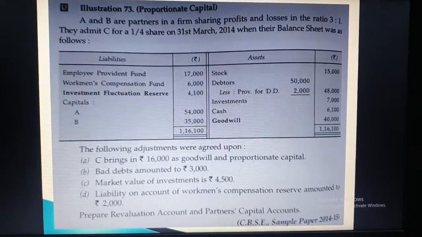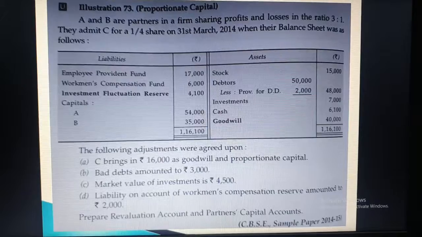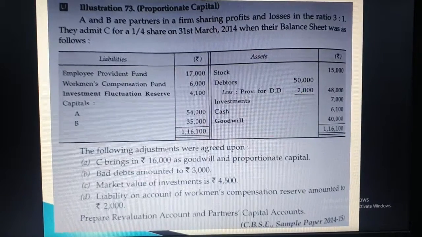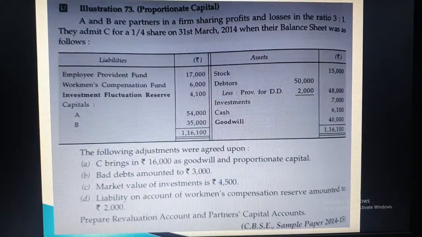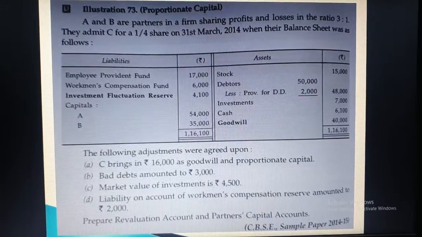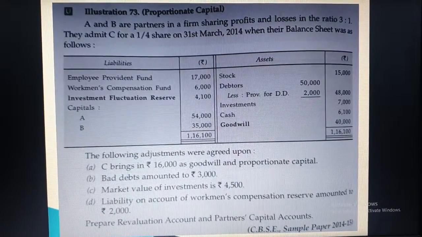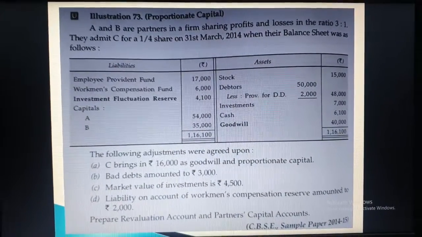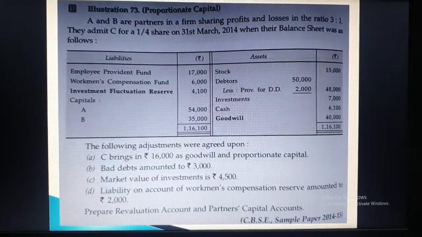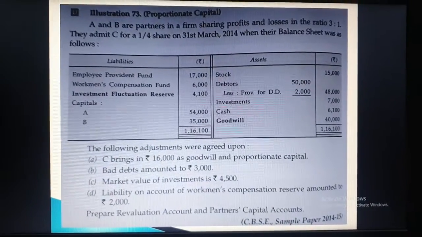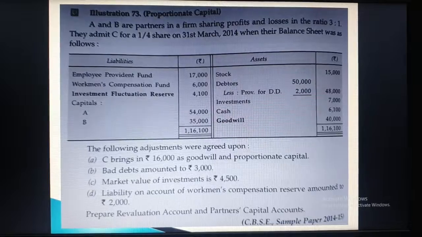Now here is the example. A and B are partners in the firm sharing profit and loss in the ratio of 3:1. They admitted C with 1/4 share on 31st March and their balance sheet is given as follows. Few points are given below the balance sheet. The following adjustments were agreed upon.